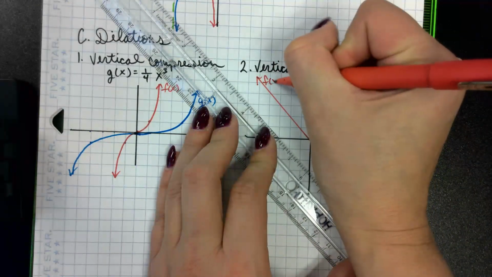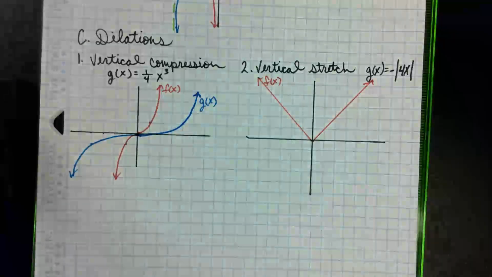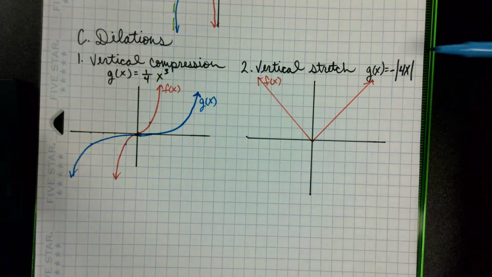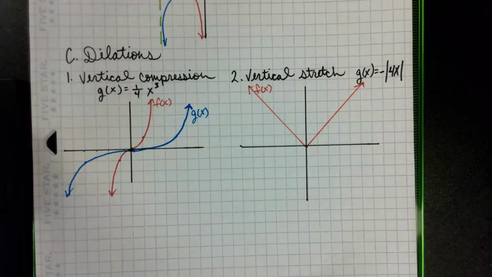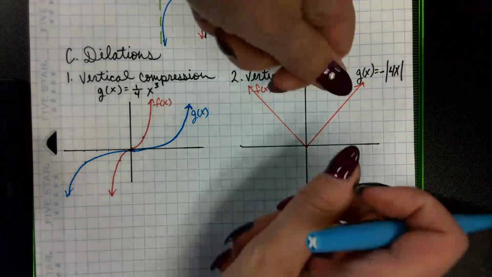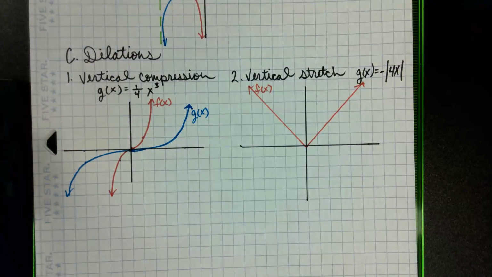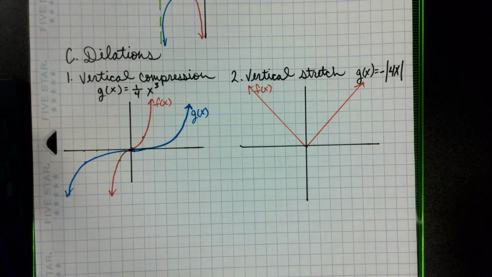It's my f of x. And then I'm going to reflect it, and I have 4 times x, so I'm going to stretch it by 4. So again, if I'm talking about the Play-Doh, if I take this red one and I stretch it, it's going to get tall and skinny, but I'm also flipping it.